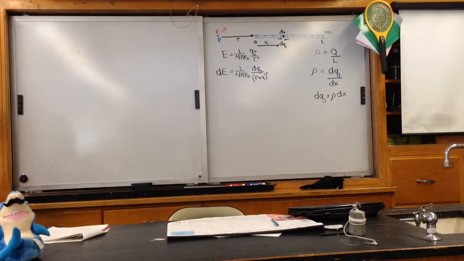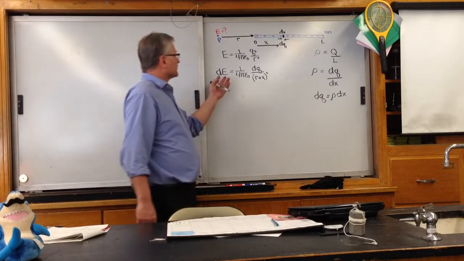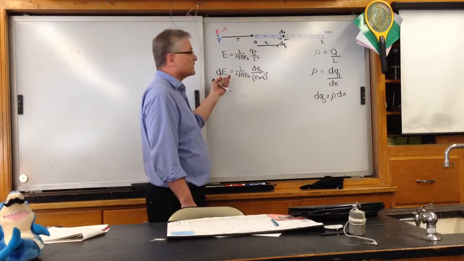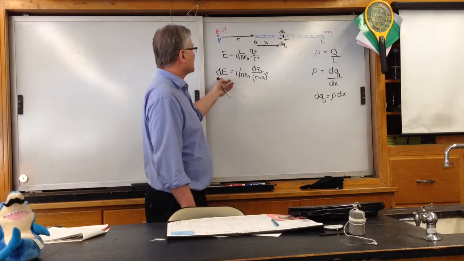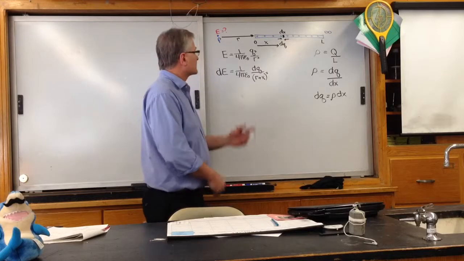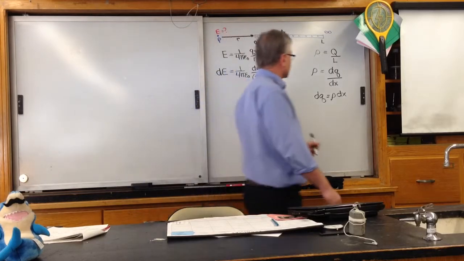Let's see where we're at with this problem. Now that we've seen, we've got a little formula here that tells us the strength of the electric field, each little contribution, dE, that came from each one of the little dQs. All right, so let's see if we can do a little bit more with this formula.